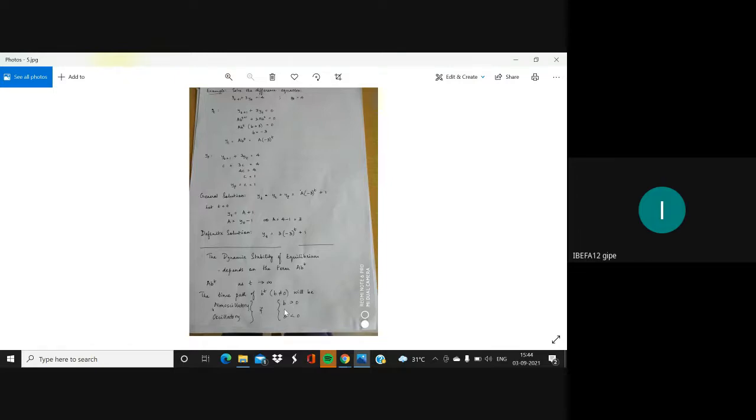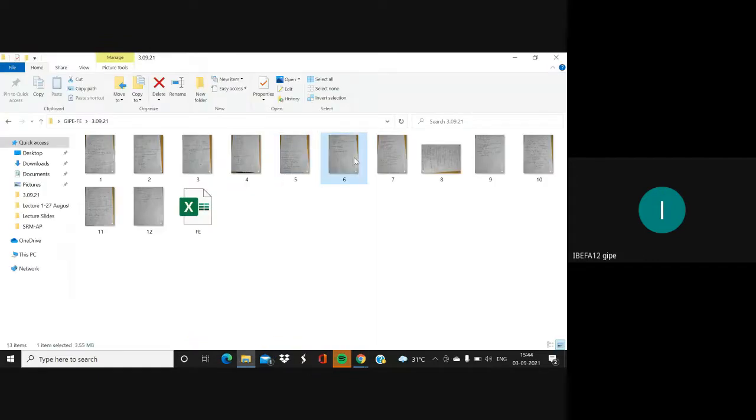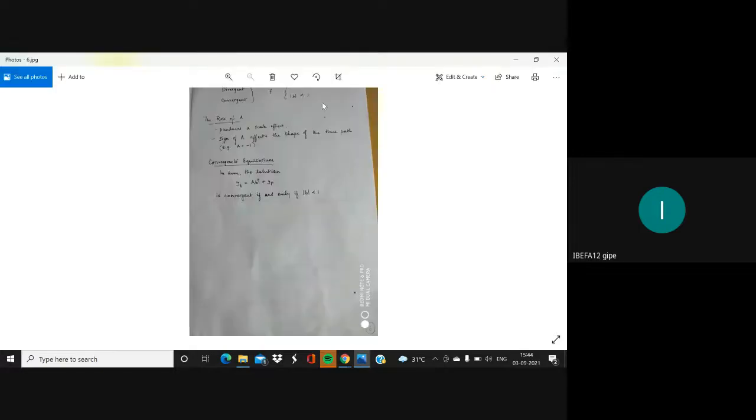Okay, if B is positive, you'll see the time path of B to the t will be non-oscillatory. If B is negative, the time path of this term will be oscillatory. And the other part was about the absolute value of B. If the absolute value of B is greater than 1, you will find that the time path of that term is divergent. If the absolute value is less than 1, the time path will be convergent.